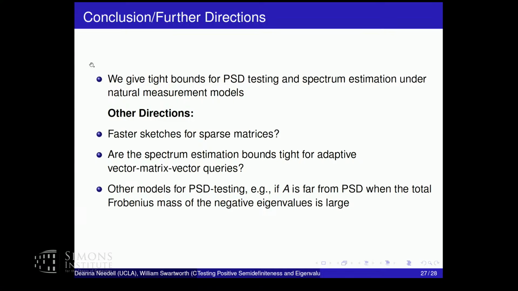We don't know if adaptivity helps for spectrum estimation in terms of vector-matrix-vector queries. So we got a tight 1/epsilon to the 4th bound. Maybe you can do better with adaptivity. And there are also other models for PSD testing. Instead of just having one large negative eigenvalue, maybe you have a lot of negative eigenvalue mass, but no particularly large one. What can you do in that setting? So that's all. Thank you.